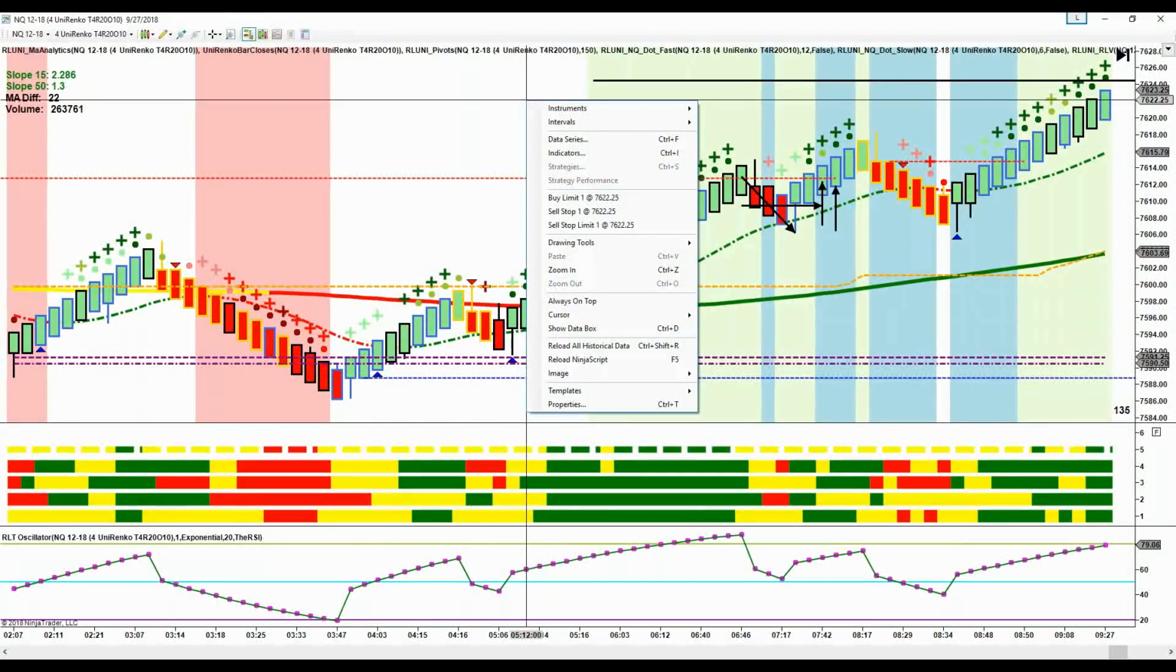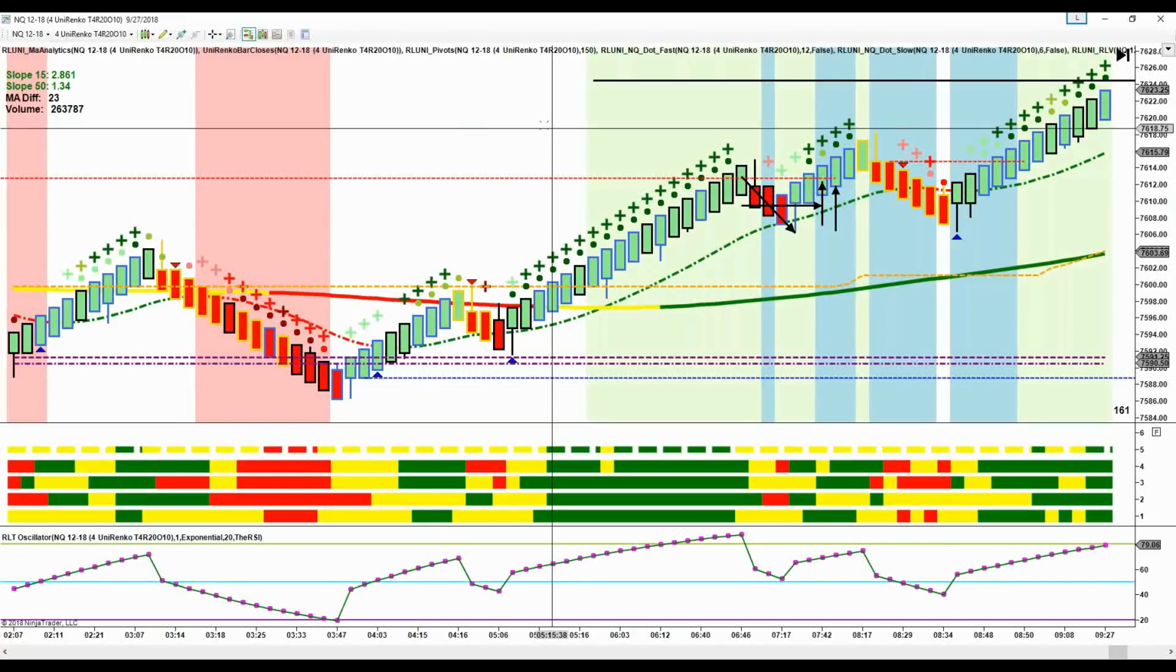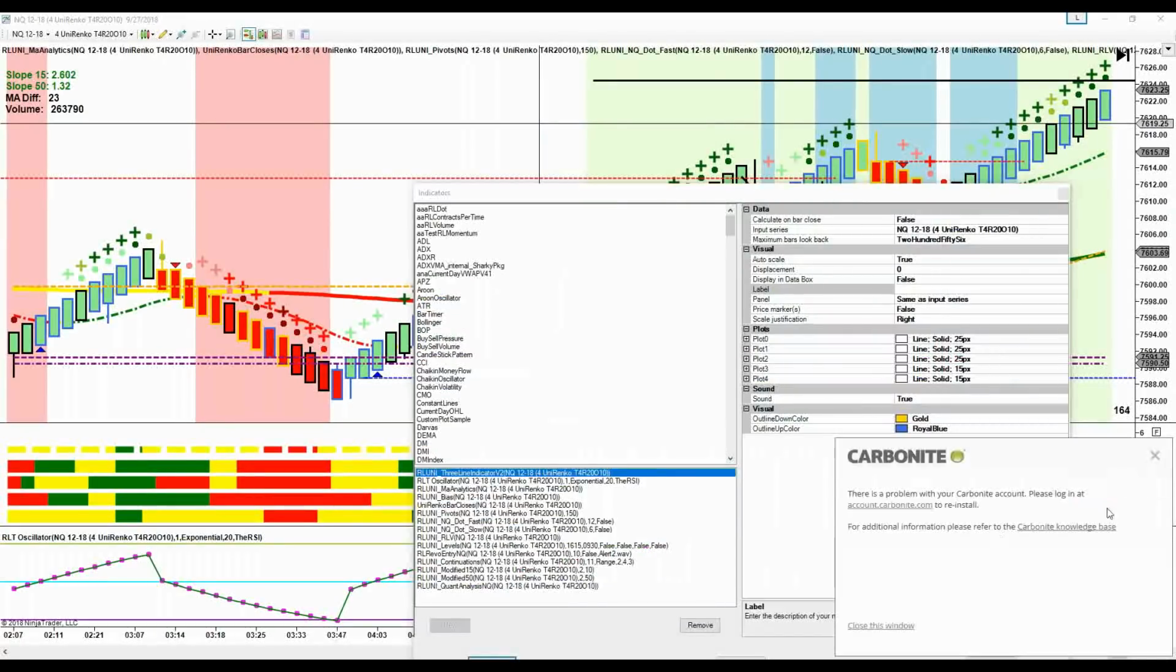Now you can have a pivot at every turn in direction is a pivot. What we do is we just move the sensitivity of the pivot indicator.